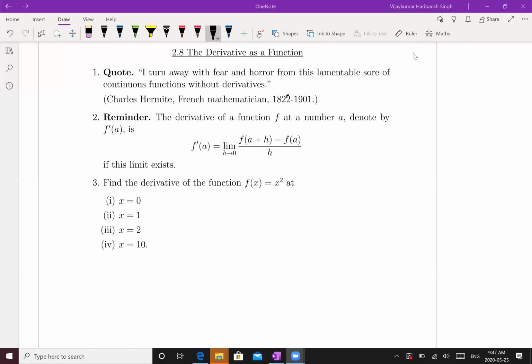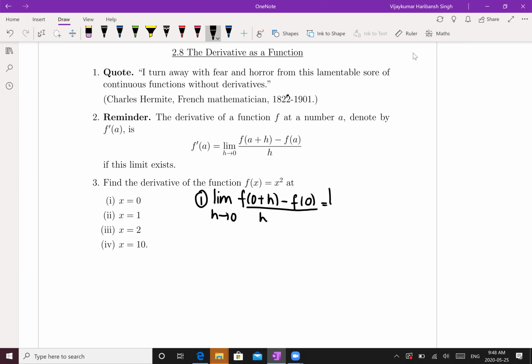Now, recall the derivative of the function is given by f prime of a equals limit as h goes to 0 of f of a plus h minus f of a over h. Now let's try to find the derivative of the function f of x equals x squared at x equals 0. So you can see limit as h goes to 0, f of 0 plus h minus f of 0 over h.